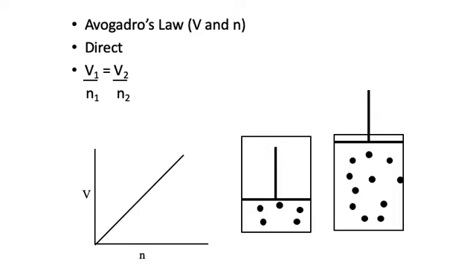Avogadro's law shows the relationship between volume and number of particles. You can experience this law if you add air to a balloon. When you're blowing up a balloon, the balloon gets larger. It gets larger because you're putting more gas particles into the balloon. So it's a direct relationship. As you add more gas, the volume increases.